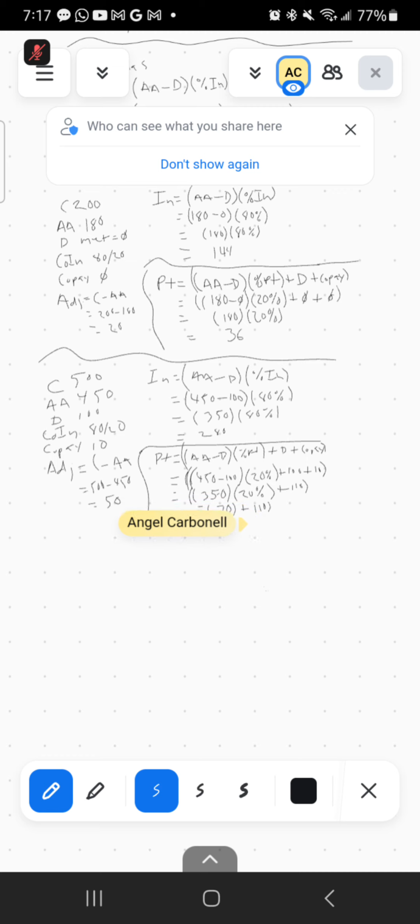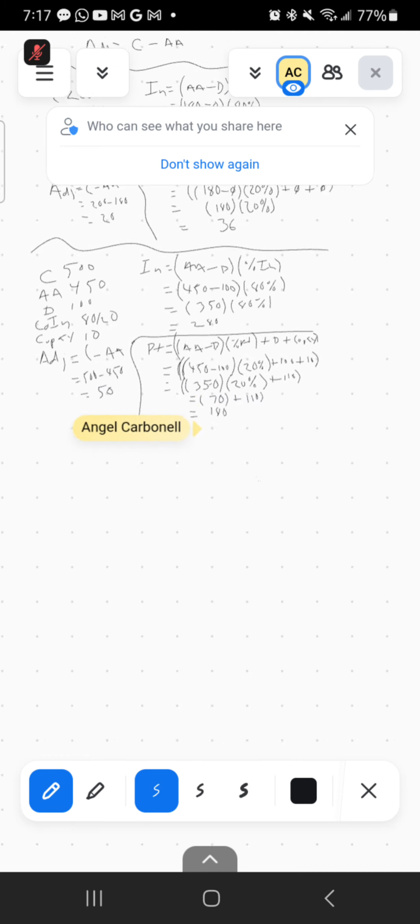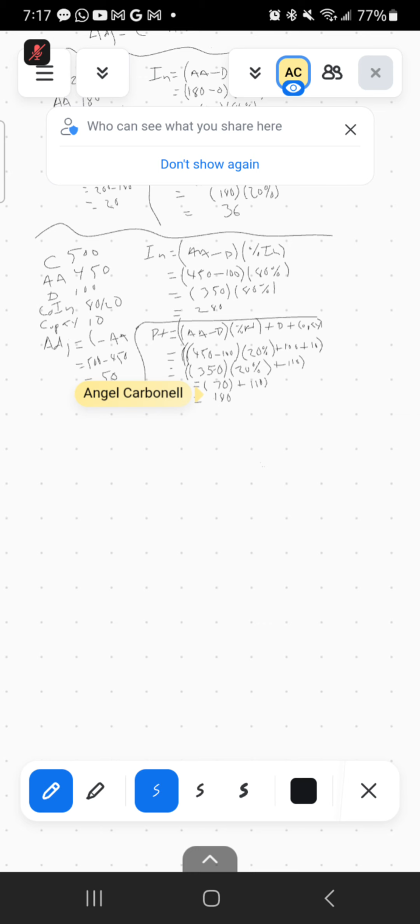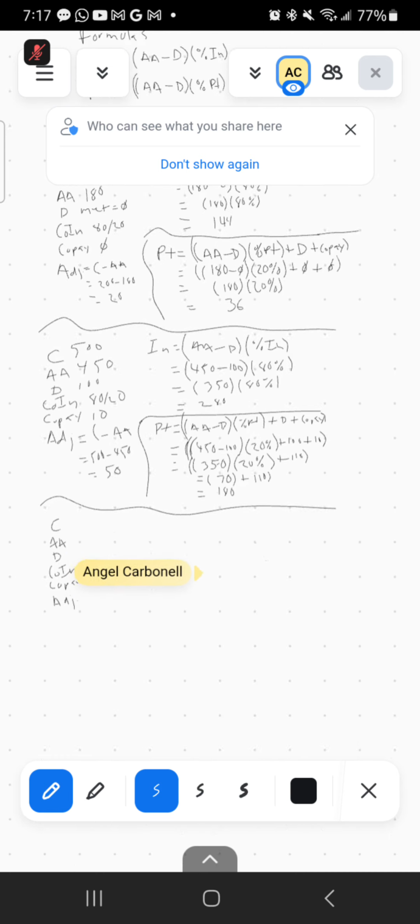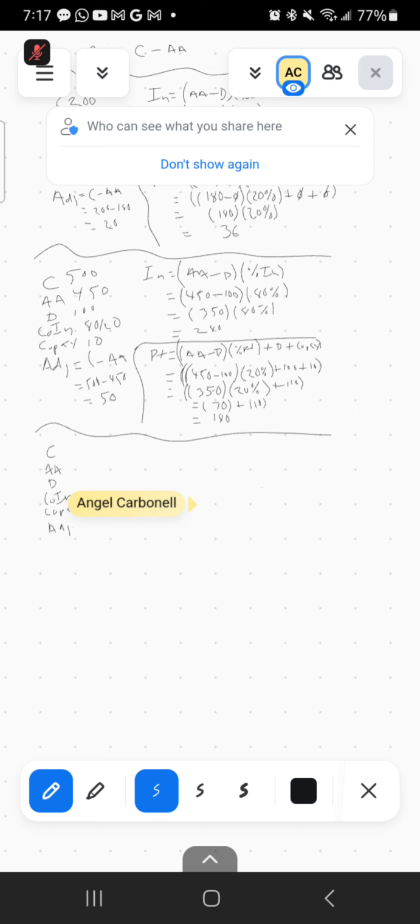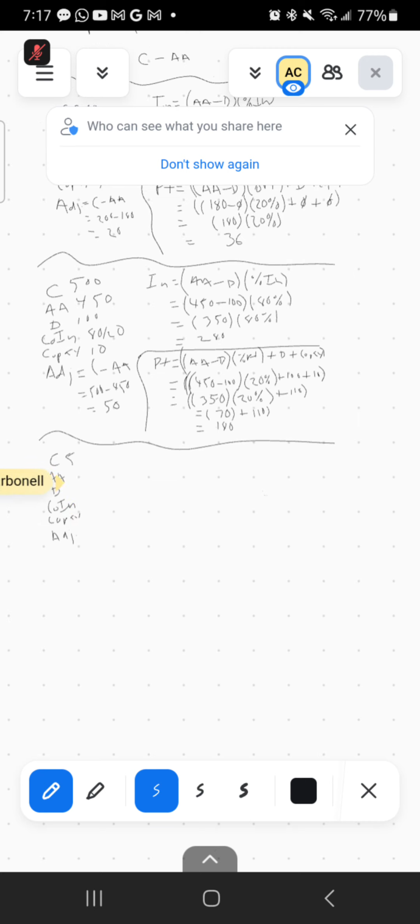So let's go now. Same example. So I'm going to do it like this. Charges, allowed amount, deductible, co-insurance, co-pay, and adjustment. Okay. Miss Maddox went to the doctor first time, and the charges were $500. The allowed amount was $450.